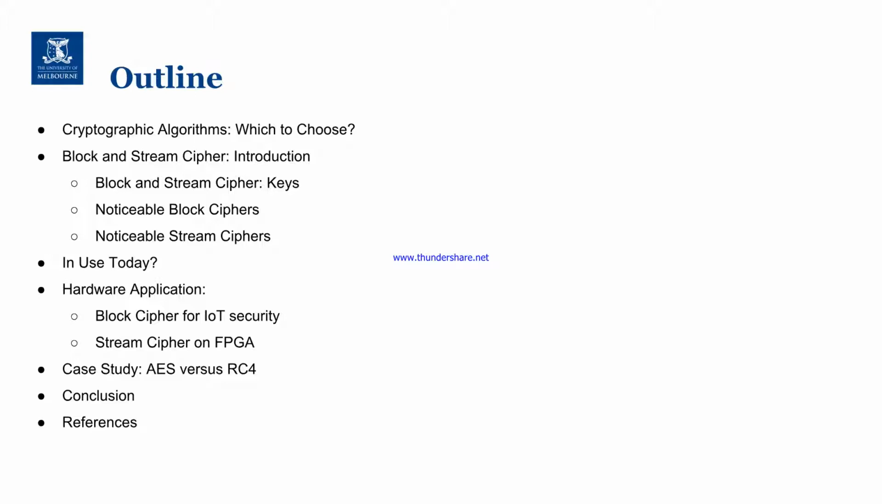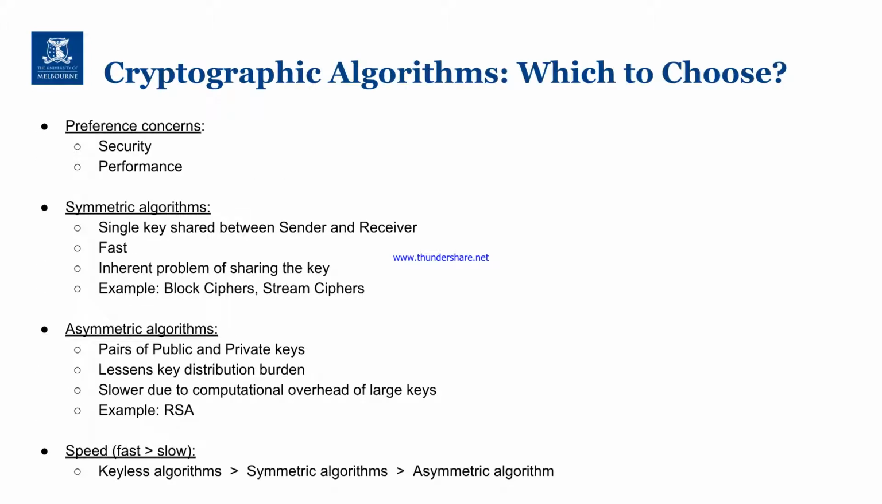Then we see some actual hardware implementations of specific cases for block cipher and stream cipher. And in the end, we will see a case study where the block cipher AES and the stream cipher RC4 are implemented on a single computer, and we see the difference between various metrics such as memory, throughput, etc., and how it differs for both algorithms.